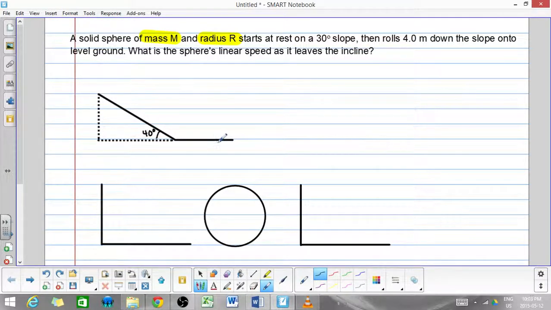And the problem we're trying to solve is how fast is it going, what is its linear speed or its translational speed as it rolls away from the incline. This is a conservation of energy question. We will begin, as with all such questions, with a system diagram.